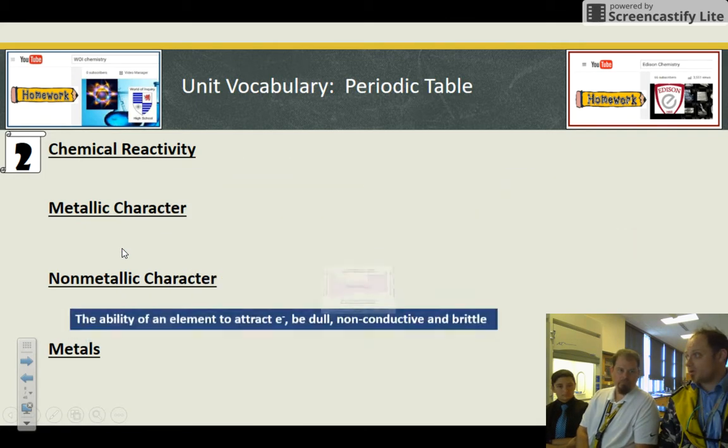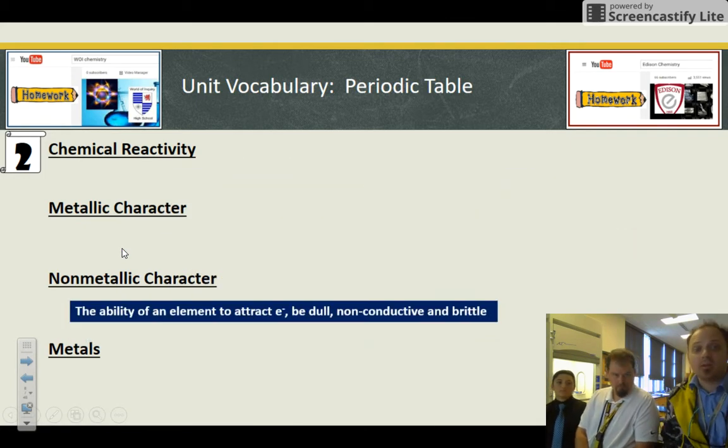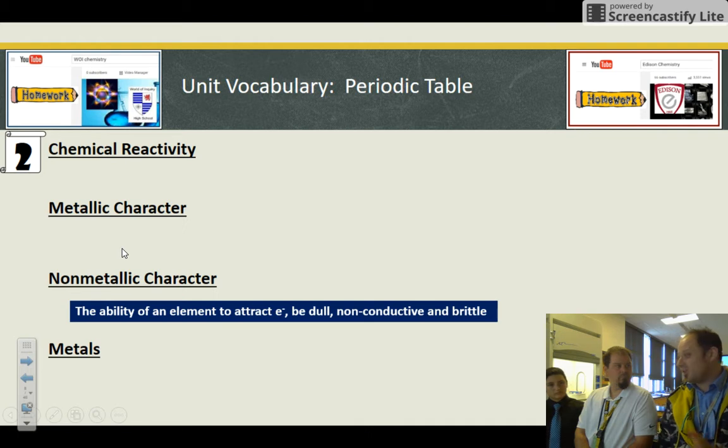Non-metallic. Well, if we know what metals are, the opposite is non-metal. So it's the ability of an element to attract electrons. They're dull or brittle in this case. They don't conduct electricity or heat very well at all. It's a completely different class of elements. If you had all the elements on the table, you'd look at some and be like, wow, these are similar but different. And those are similar but totally different than those. Metals and non-metals, that's kind of how it breaks down.